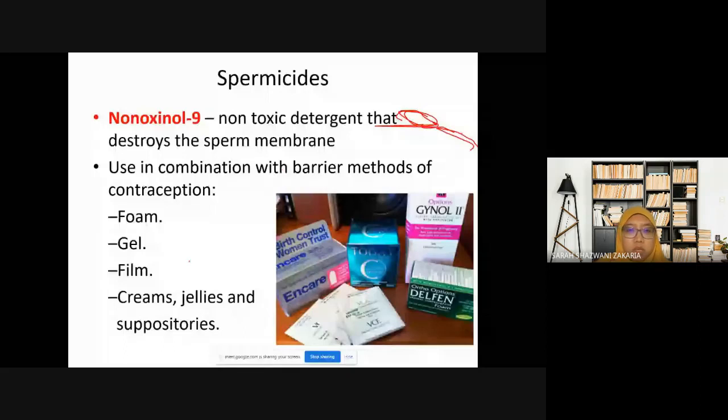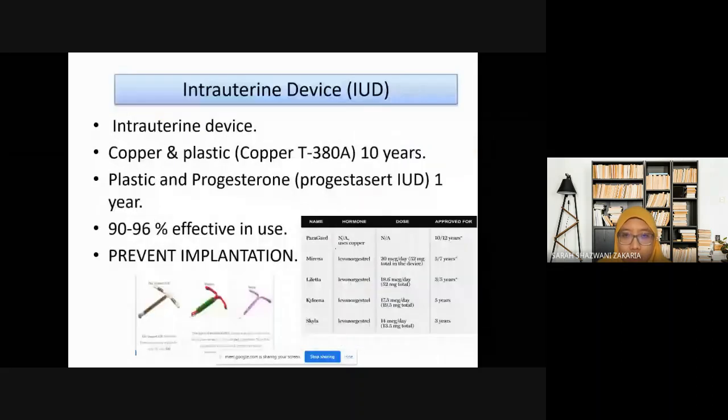This is an IUD. This is an example of an IUD, the brand name is Paragard. Paragard uses copper, so this is the copper IUD. It does not contain any hormones. This one is approved for 10 to 12 years.